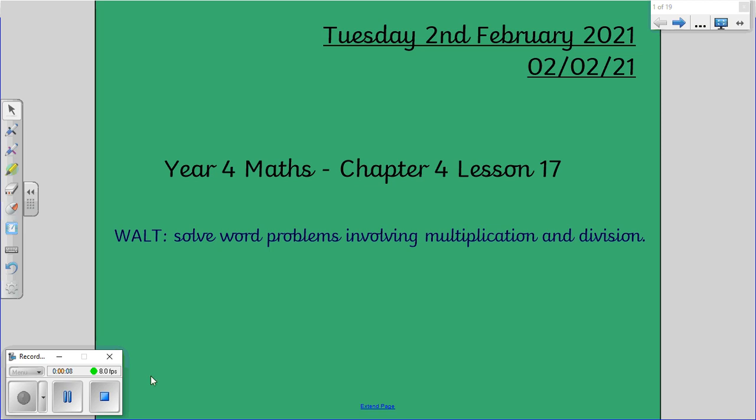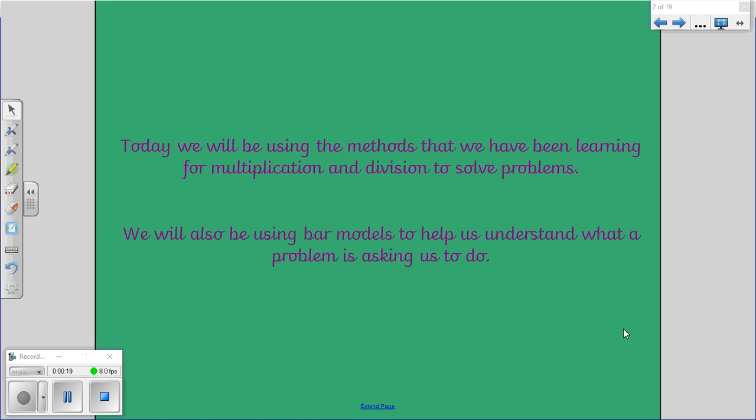And today we're moving on to solving word problems using multiplication and division. So today we will be using the methods that we have been learning for multiplication and division to solve problems. We will also be using bar models to help us understand what a problem is asking us to do. So it's really important that when we're faced with a word problem, we use a bar model to help us understand what we've got to do to work out the problem.